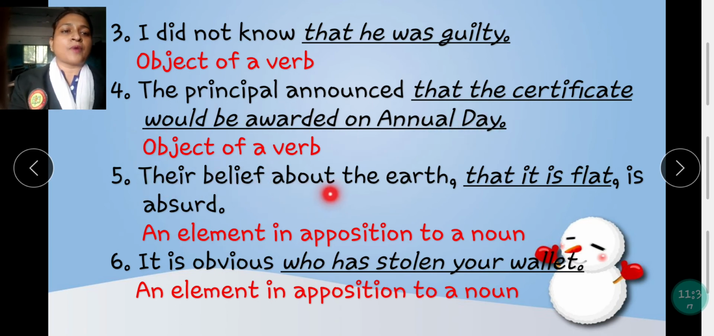Their belief about the earth that it is flat is absurd. Now here that it is flat is an element in opposition to a noun and the noun is the earth. It is obvious who has stolen your wallet. Who has stolen your wallet? It is an element in opposition to a noun.